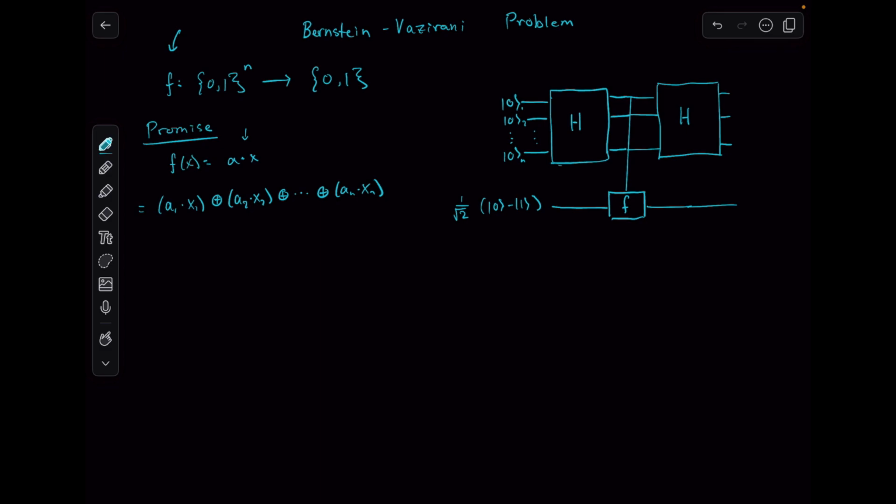So first, let's think about this classically. How do you even obtain some information about a? So we have n different bits that make up this bit string. So it seems like we're going to need at least n calls to f of x, and that turns out to be true in the classical case.